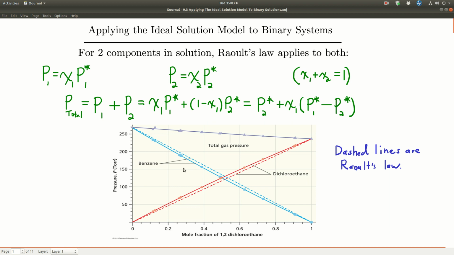And this just shows a graph of the pressure of each of the components versus the mole fraction of one of the components. In this case, it's a solution of benzene and 1,2-dichloroethane. I'm not sure why they didn't use benzene and toluene. They do it for everything else, but it's still pretty close to an ideal solution. There is some deviation. Pretty much every solution is going to have deviation. The solid lines are extrapolations of experimental data, and the dashed lines are from Raoult's law. Pretty close, but not exact. And this line up here is the total pressure.